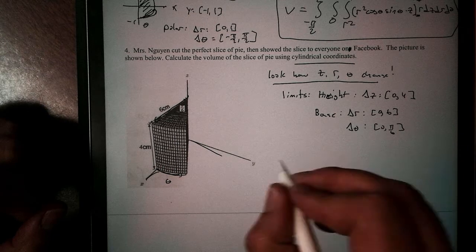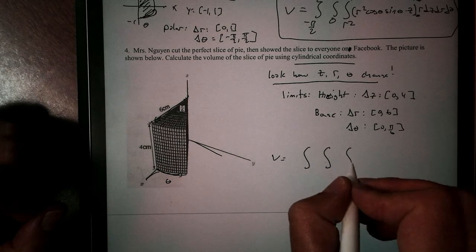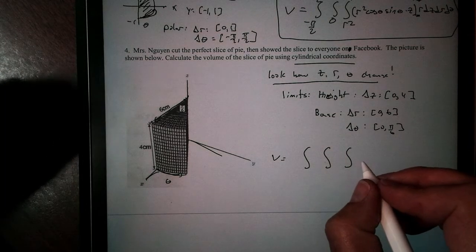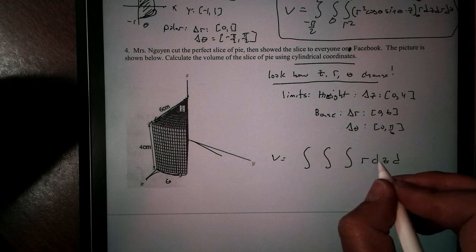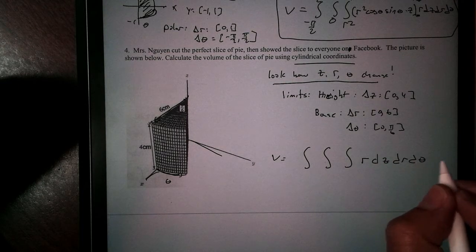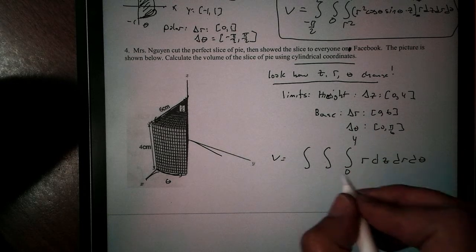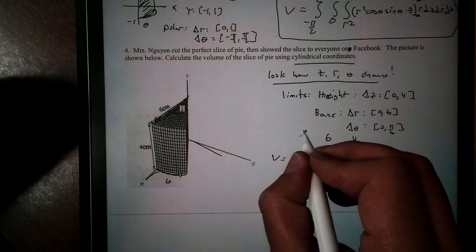So if I want to calculate the volume here, it's my triple integral. Be very careful. Spread it out. Don't forget, we are dealing with cylindrical, so it's r dz dr d theta. And my z's are going to go from 0 to 4, my r's from 0 to 6, and theta from 0 to pi over 6.